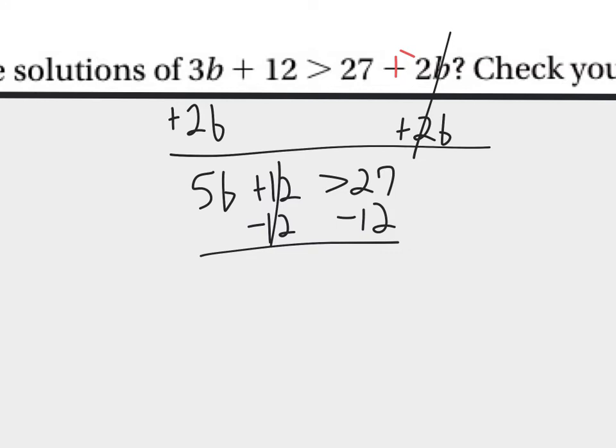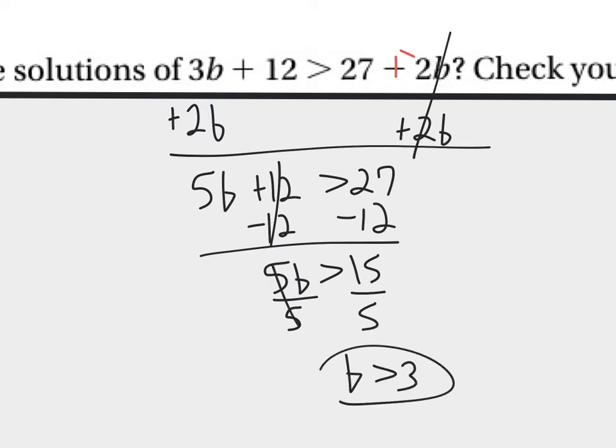You subtract 12 on both sides, would be 5b is greater than 15, and then they're multiplying, so you divide by 5, so b is greater than 3.